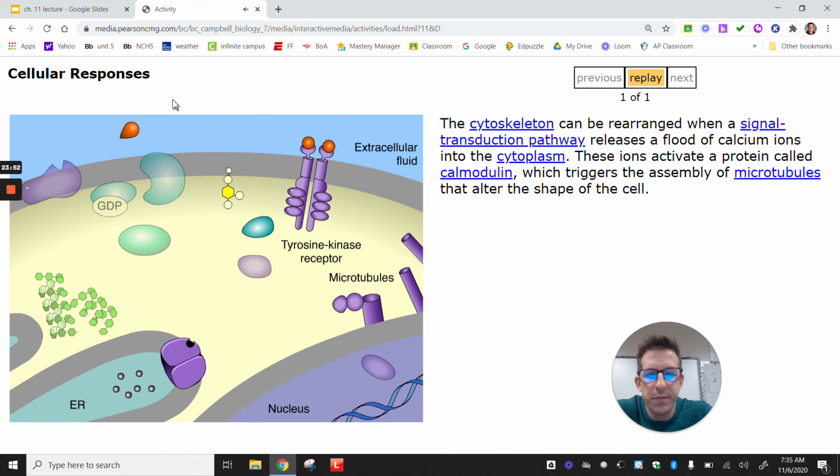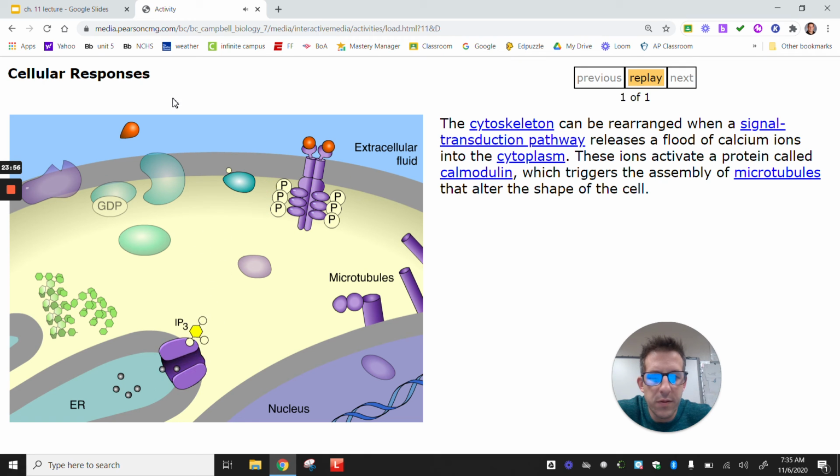The cytoskeleton can be rearranged when a signal transduction pathway releases a flood of calcium ions into the cytoplasm. These ions activate a protein called calmodulin, which triggers the assembly of microtubules that alter the shape of the cell.